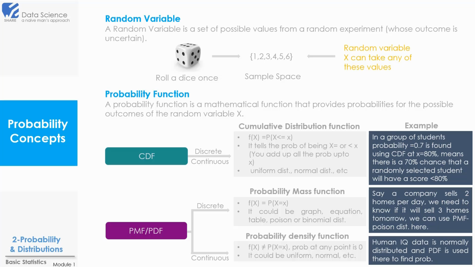And lastly for PDF, we use it in several places, and we will see this in our course throughout. It is used for any continuous variable that follows a normal distribution, such as human IQ data, etc. So that was a quick brief about the probability concepts that we need to know right now.